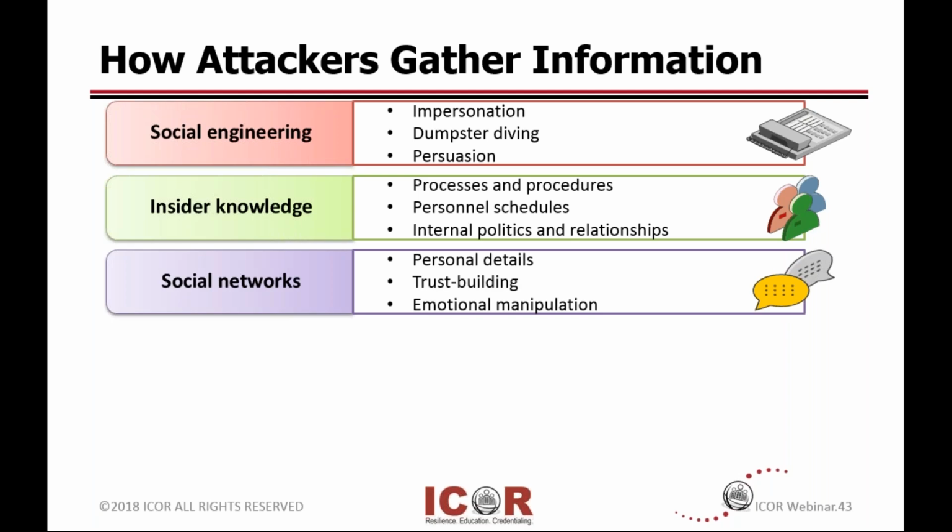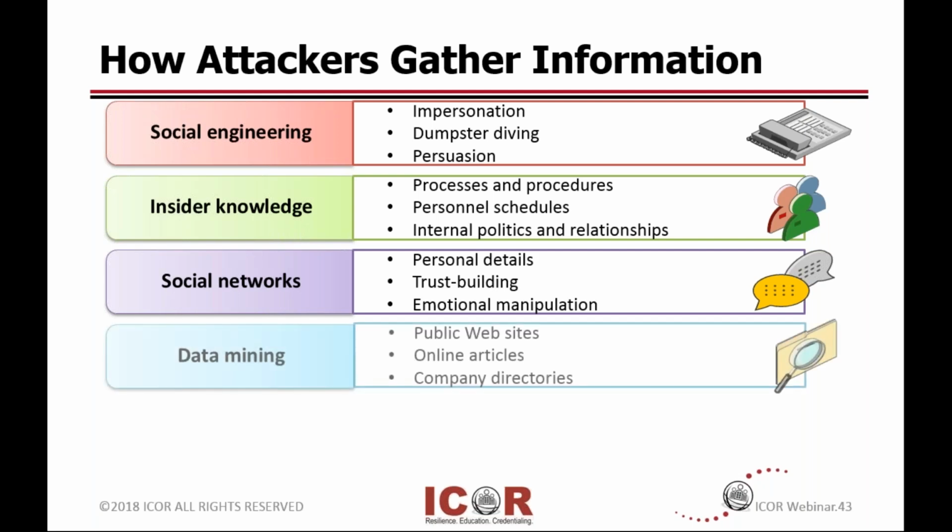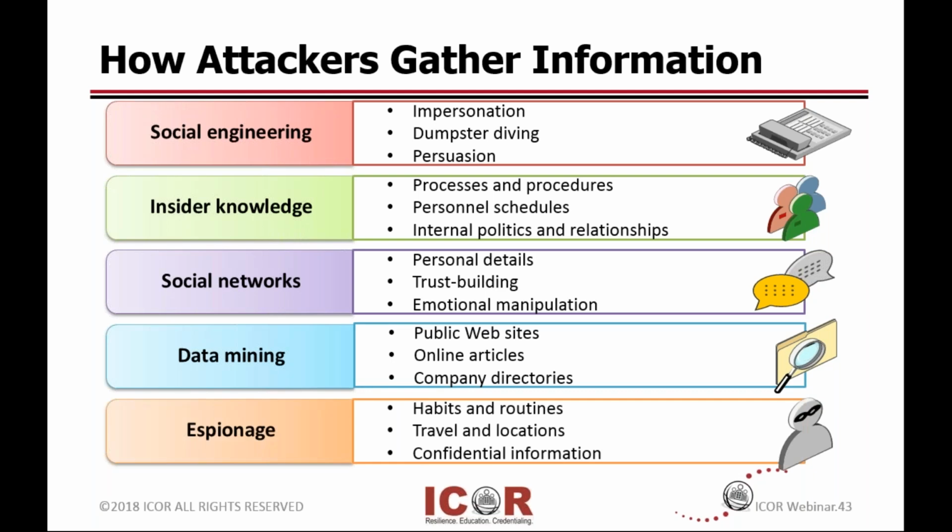We have social networks. We talked about how some organizations are really limiting your ability to use them, where employees are sharing their personal details, trust gets built between their, quote, friends, and they can be emotionally manipulated to share information as well. Then data mining: there are people whose whole job is to go out and data mine. We've talked about the espionage aspects as well. So these are the primary ways they gather information.